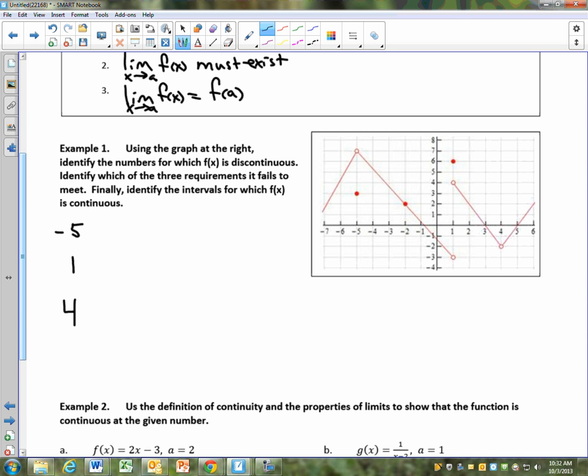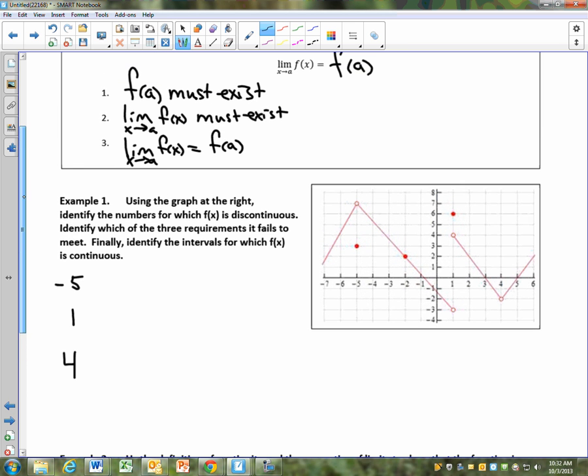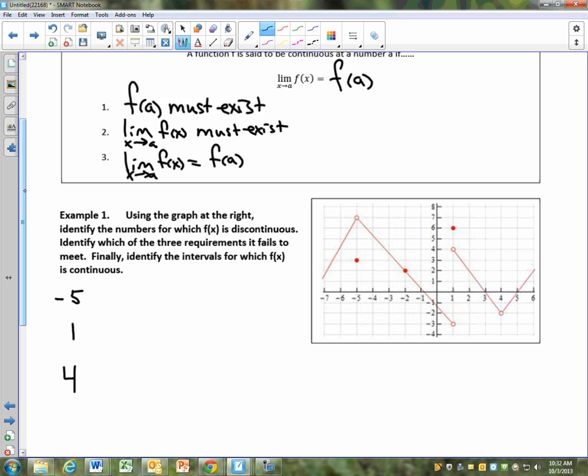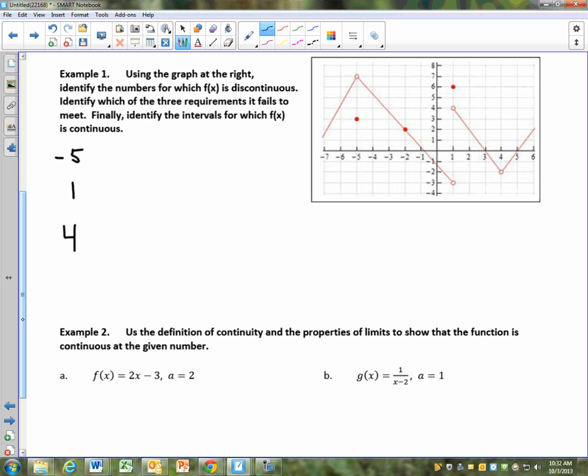So this is another thing you'll be expected to do on your test: number one, identify where it's discontinuous, where you would have to pick up your pencil. So I'm going to start with 4, just because I want the sequence to follow correctly. Let's look at this. For 4, if I plug in 4, do I get an output? No. So it fails to meet requirement 1, meaning f of 4 does not exist. And you could even say, fails requirement 1.